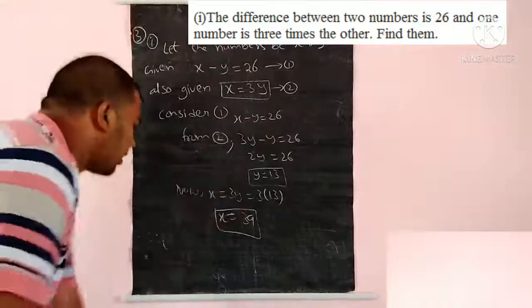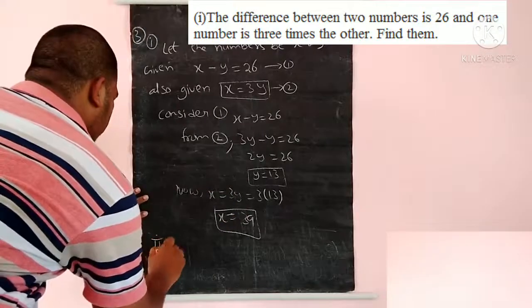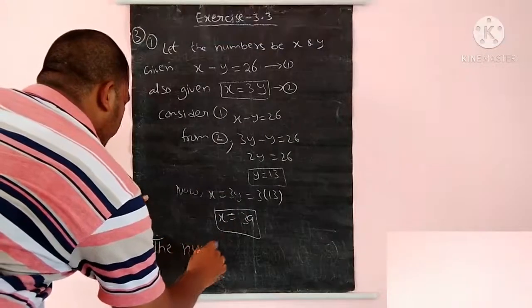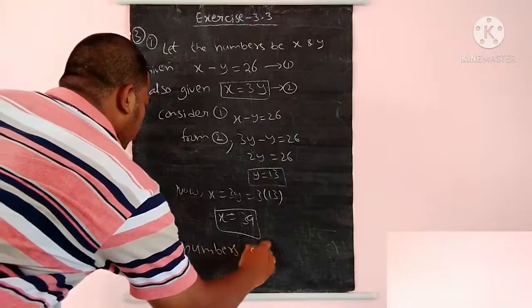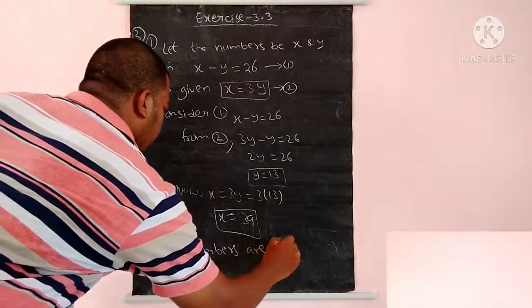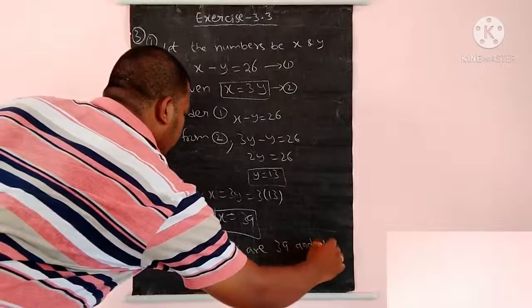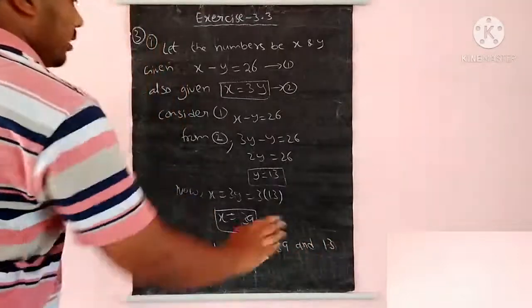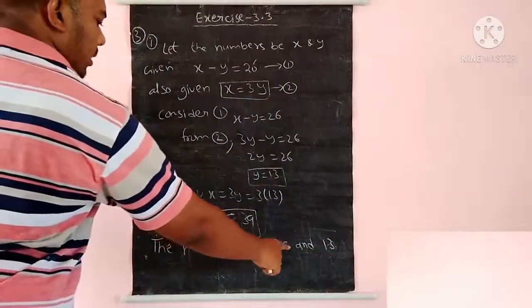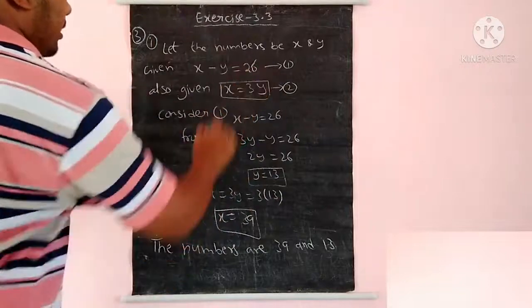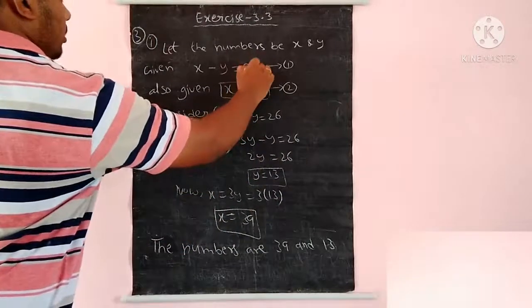So the numbers are 39 and 13. These are the numbers. The difference is 26, and 39 is 3 times 13. So like this we can solve.